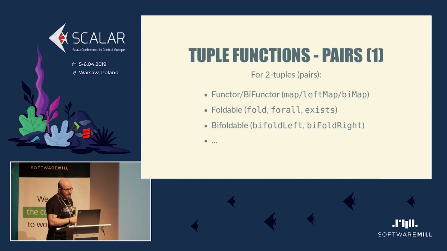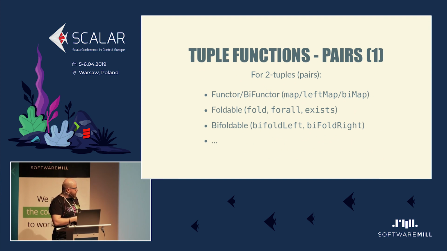However, for pairs, it's even better, because pairs are used much more often. At least they should be used much more often in the actual code base than 3-tuples and so on. And the great thing is that even Cats has additional operators for those. So it provides instances for Functor and Bifunctor. So map is from Functor, Bifunctor gives leftMap and bimap. It has Foldable, which, except for fold, also provides forall and exists. So you can also do binary operations. It also has Bifoldable. It has Traverse, bitraverse, and the other stuff.